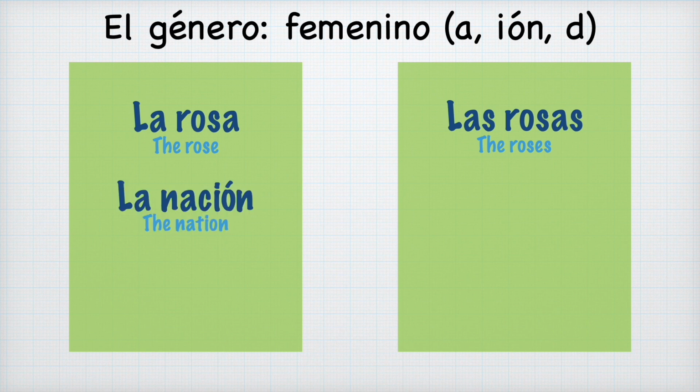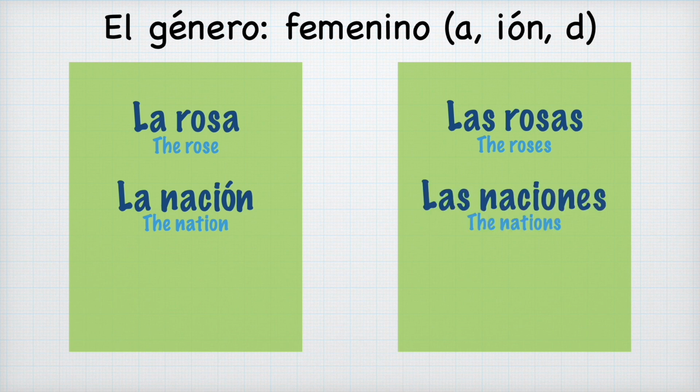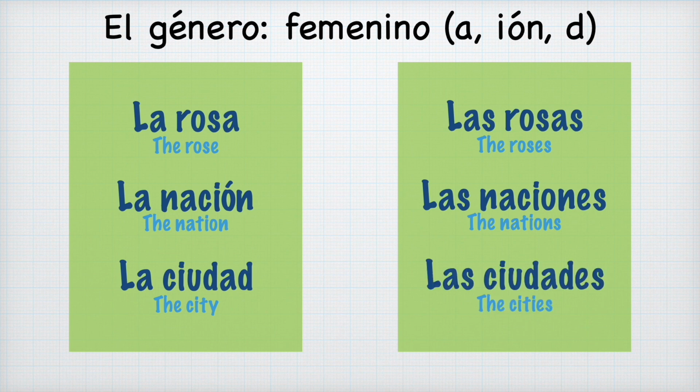Another example is la nación. La nación. And in plural, it turns into las naciones. Las naciones. And we have la ciudad. La ciudad. In plural, it's going to turn into las ciudades. Las ciudades. So you can see if it starts feminine in singular, it most likely will also be feminine in plural. There are very few exceptions, and I talked about them in the previous video, but generally speaking, that's how it's going to work.